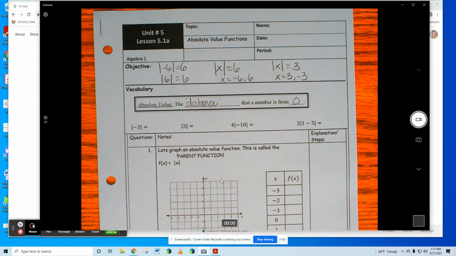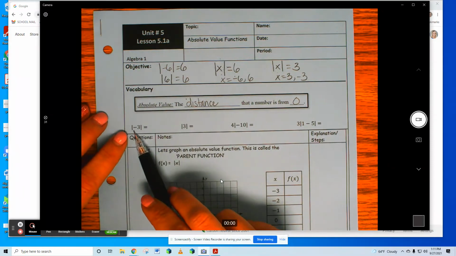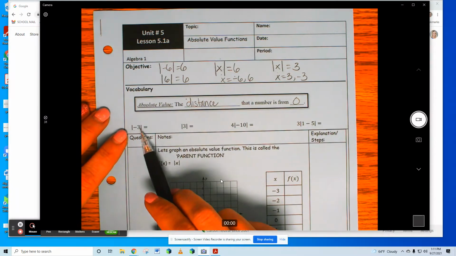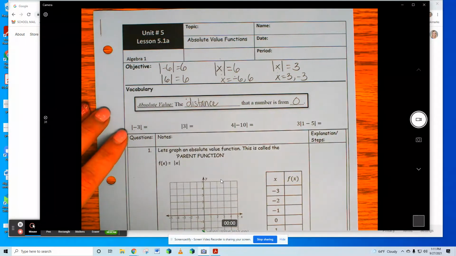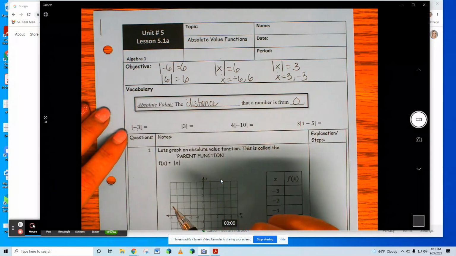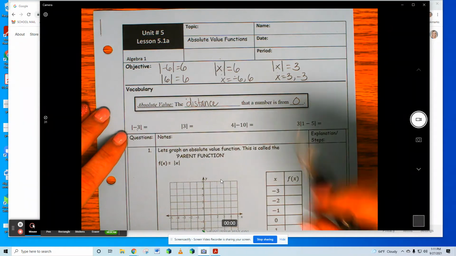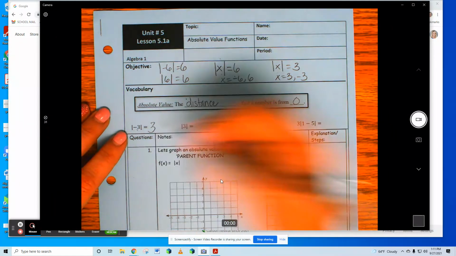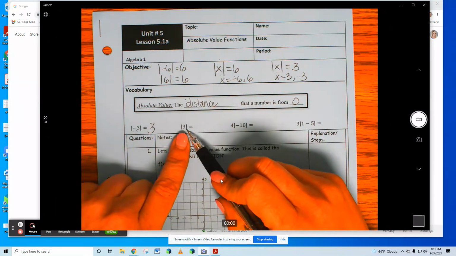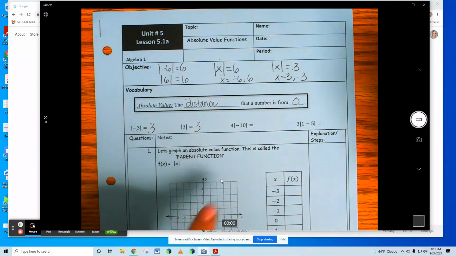Now let's do the vocabulary questions. The absolute value of negative 3. How far away from 0 is negative 3? How far away from 0 is negative 3, everybody? New people. 3 away. What's the absolute value of positive 3? 3. Easy. Okay. All right.